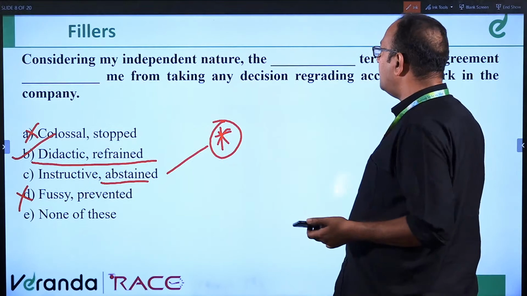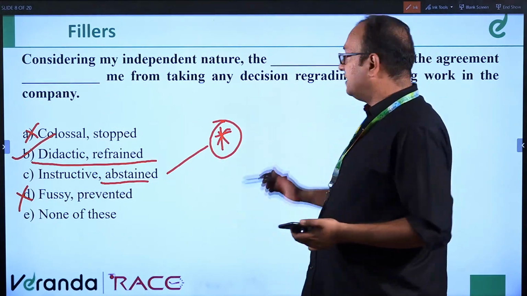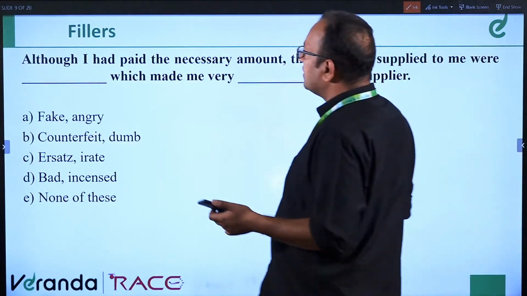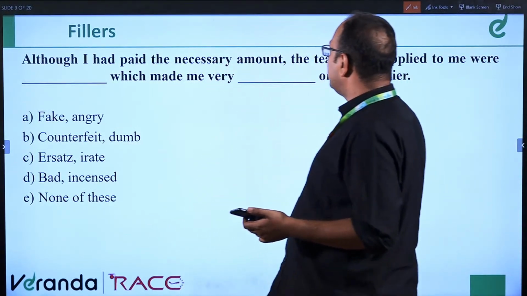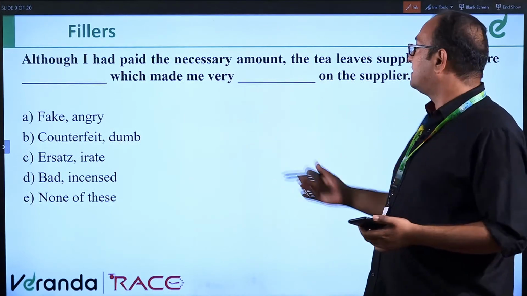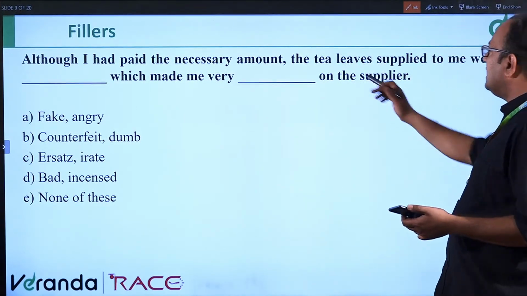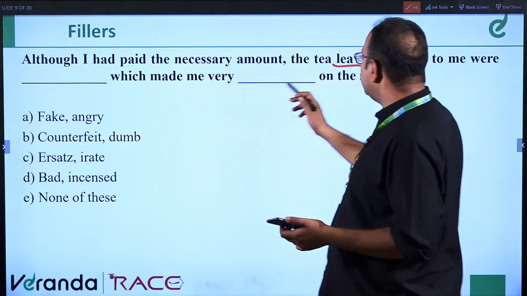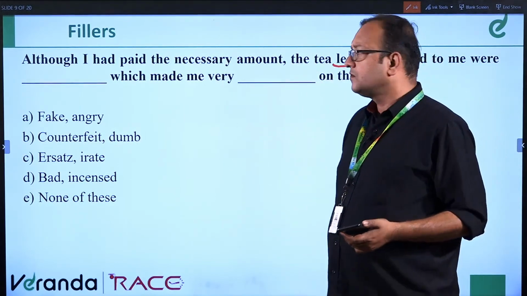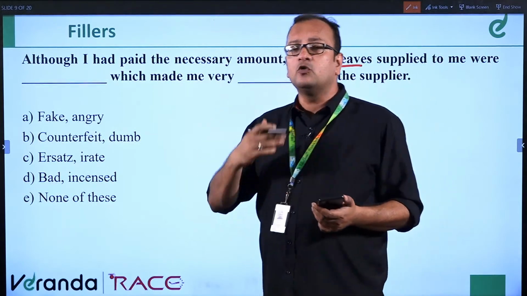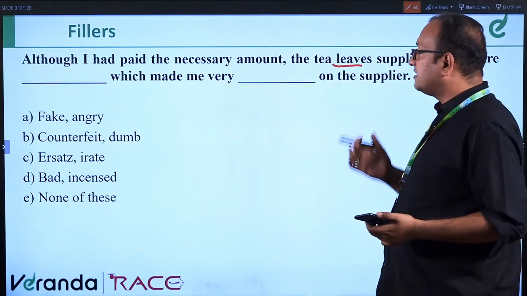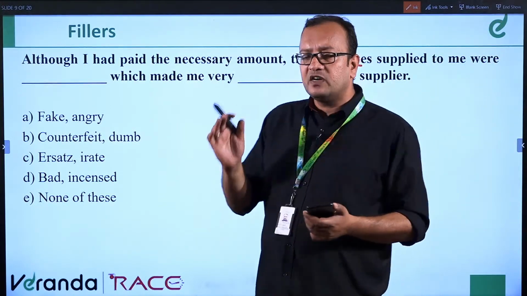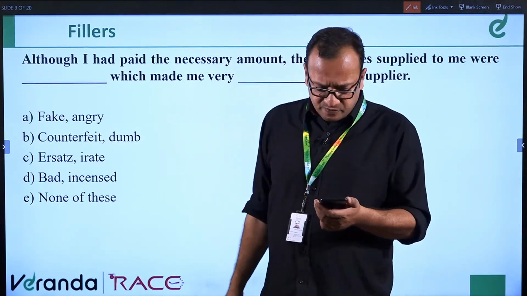Next question. So the answer is didactic and refrain. Although I had paid the necessary amount, the tea leaves supplied to me were dash, which made me very dash on the supplier. It means that I had paid the necessary amount to the supplier. The tea leaves supplied to me were dash, meaning a bad kind of word should be there.